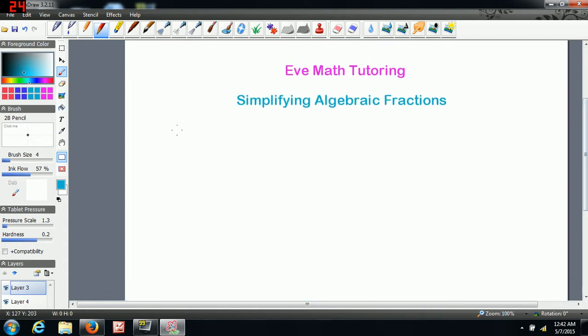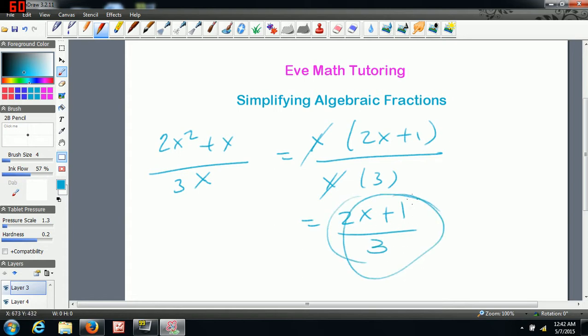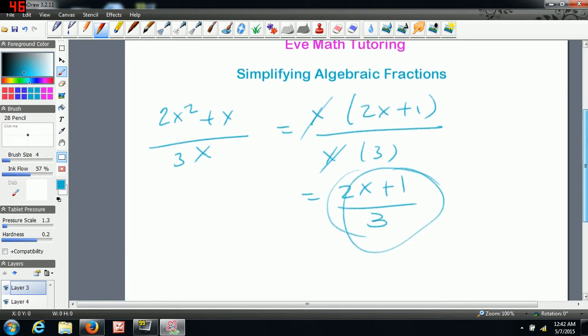Let's try another one. So say you're asked to simplify something like this. What you want to do is see what you can factor out of the top first. So I can factor out an x. And on the bottom I can factor out an x too. And then those x's would cancel each other out. So then I'm left with 2x plus 1 over 3 as my final answer. And I can't reduce that any further. So that's how I know I'm done.